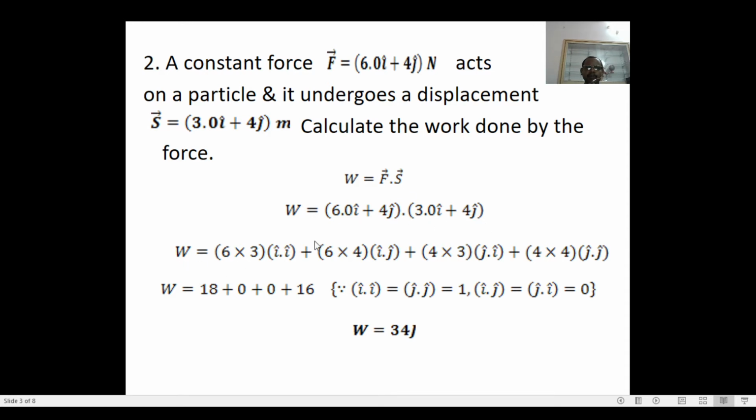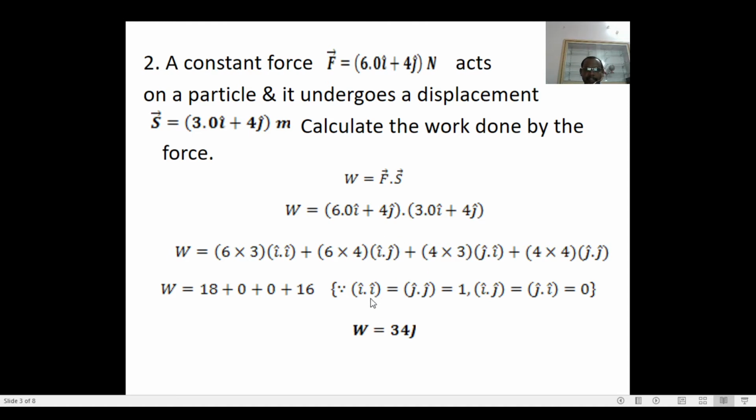Now W is equal to 6 into 3 i cap dot i cap plus 6 into 4 i cap dot j cap plus 4 into 3 j cap dot i cap plus 4 into 4 j cap dot j cap. Now these are unit normal vectors i cap and j cap. The angle between i cap and i cap is 0, angle between i cap and j cap is 90 degree.